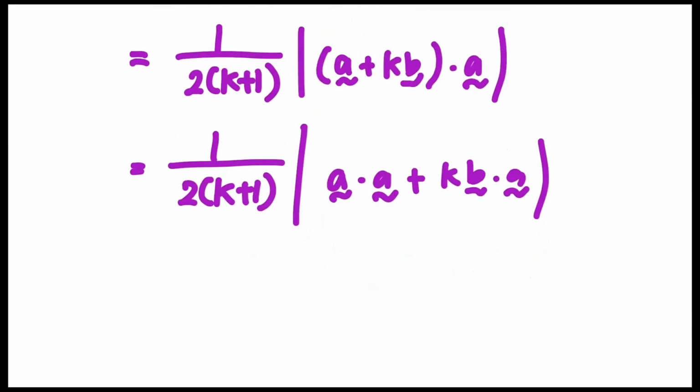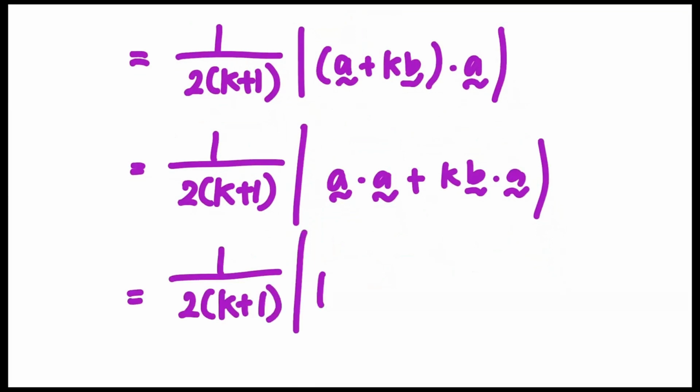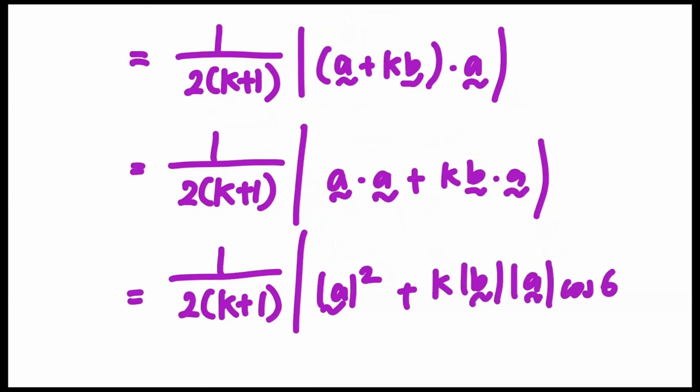What is A dot A? Mod A squared, very good. Mod A squared. Now, what is KB dot A? Do you know the value? Very good. K, mod B, mod A, cosine 60 degrees.